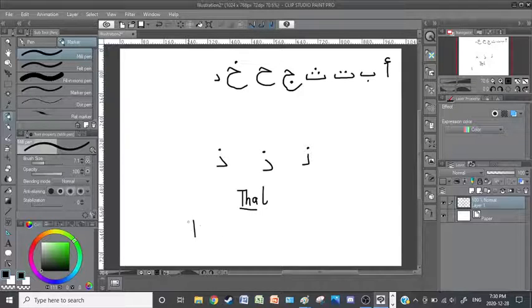Like, for example, the word the, th, th. It is similar to the, but not the same. Also, the word then, the word that. All of these words have the letter Zal in them. Just remember, the letter ends with an L, not with a T.